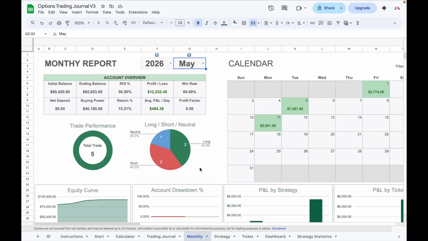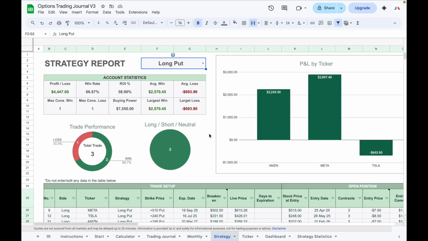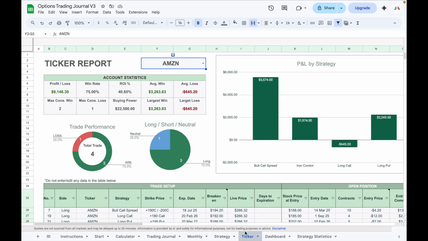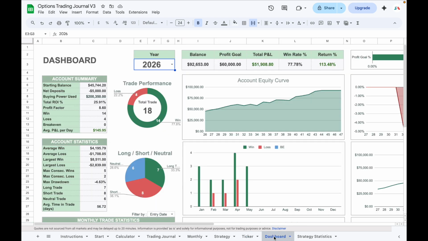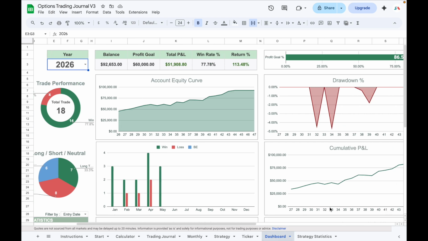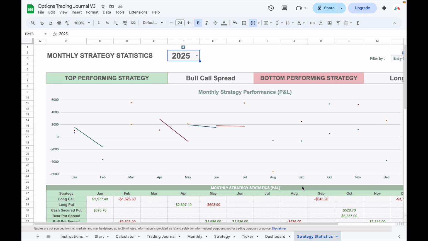The Monthly tab gives you an automated monthly overview. The Strategy tab allows you to generate an automated overview. The Ticker tab also gives you an automated overview based on the ticker you select. The Dashboard tab gives you a comprehensive overview of your yearly trading performance and current open positions. The Strategy Statistic tab lets you build a month-by-month P&L breakdown for every strategy across a year.